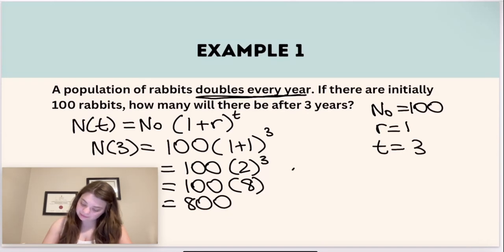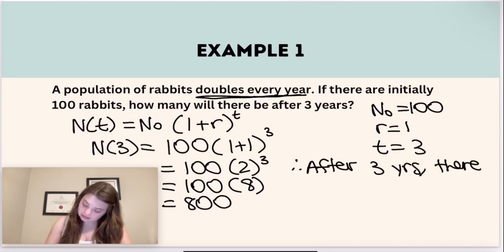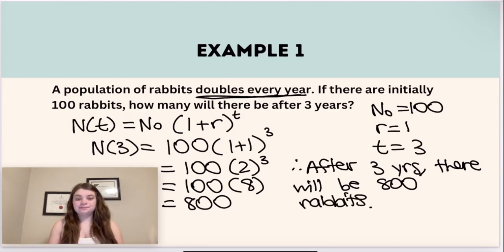And so therefore, after 3 years, there will be 800 rabbits in this population.